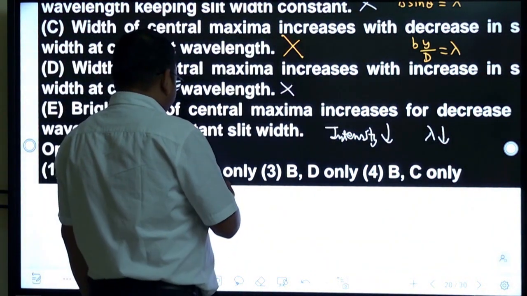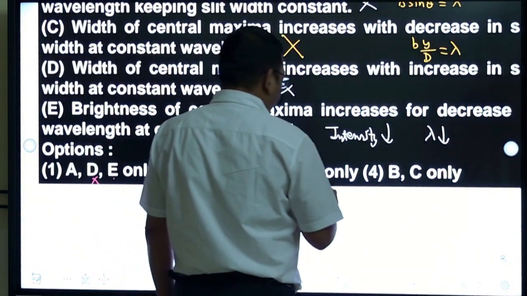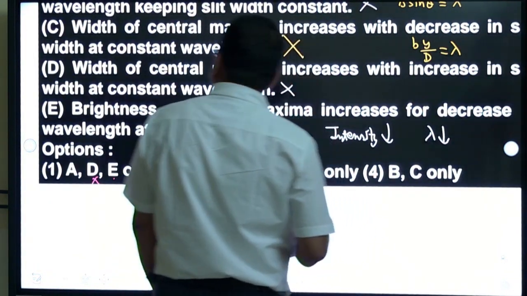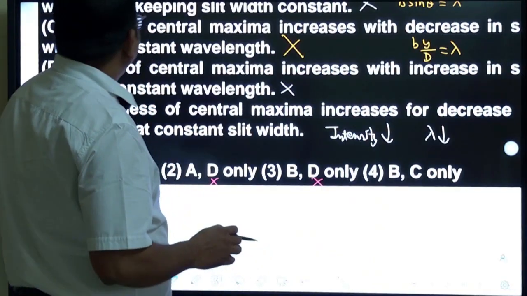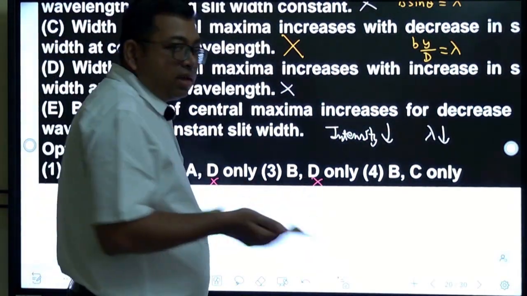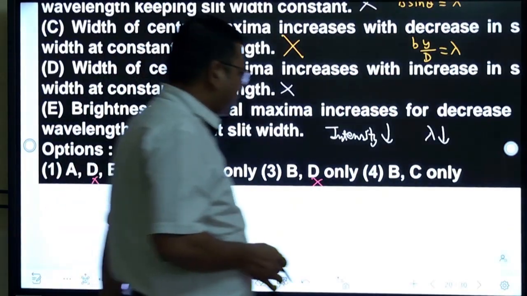Here also D cannot be correct. Here also D cannot be correct. And we have only A there. So again, some problem with the options. Leave it.